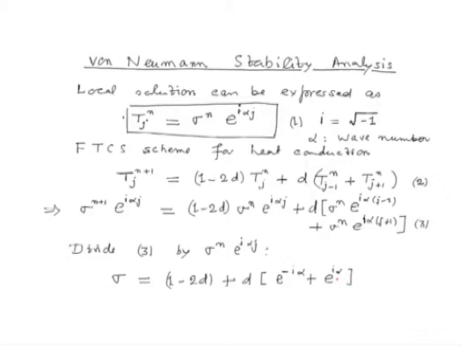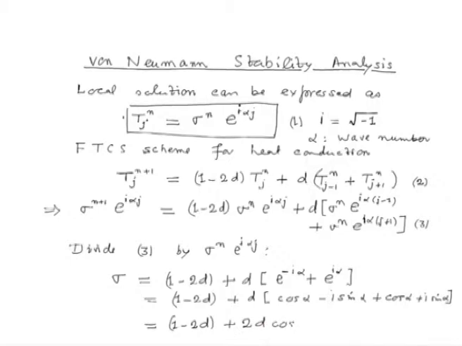Now, e to the power minus i alpha and e to the power i alpha can be expanded in terms of sine and cosine. So, this would become 1 minus 2d plus d times cos alpha minus i sin alpha plus cos alpha plus i sin alpha. So, now let us collect the terms. So, 1 minus 2d plus twice of d cos alpha.